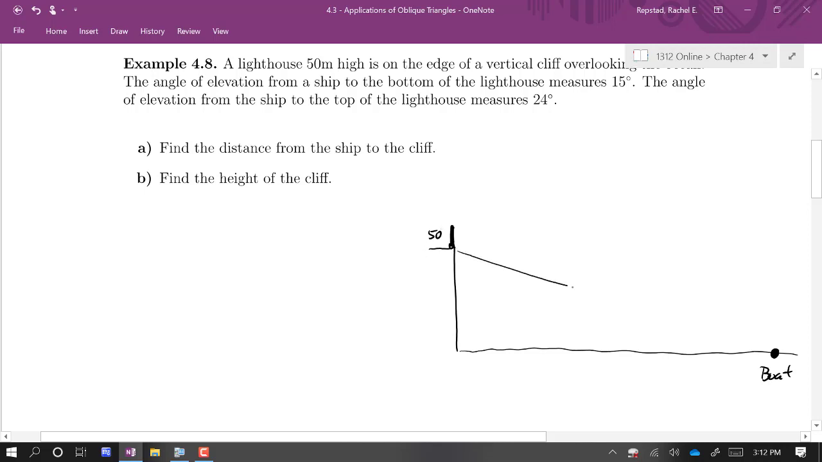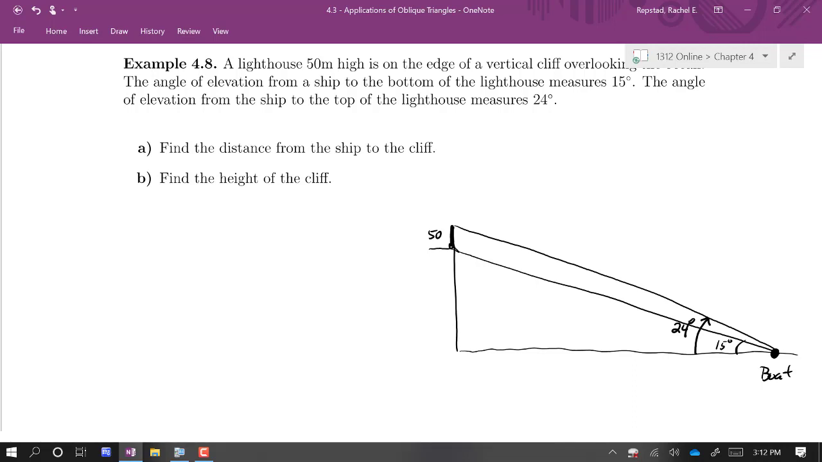And they tell us that the angle of elevation from the boat to the bottom of the lighthouse, like the top of the cliff, is 15 degrees. And if they measure the angle of elevation from the boat to the top of the lighthouse, that is 24 degrees. Okay. Those are all the measures that we have, and we want to find two things.